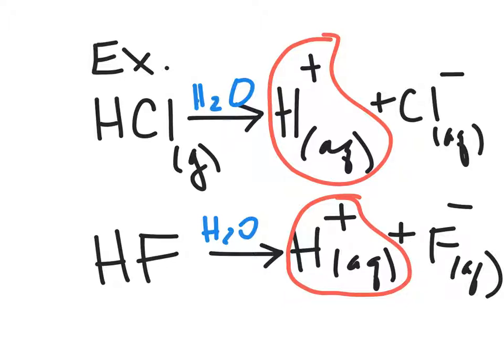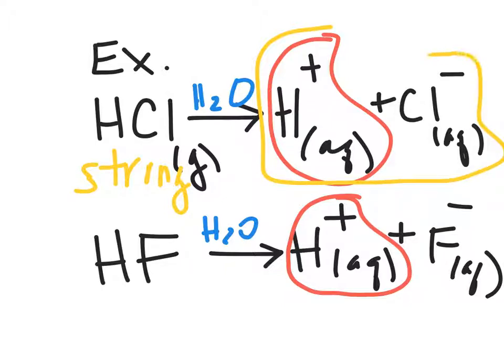So it is the release of these protons that makes both of these molecules acids, but they are different types of acids. We would consider HCl to be a strong acid. That means when you put it in water, all of the HCl molecules break apart into H+ and Cl-. So we would call hydrochloric acid also a strong electrolyte, because it completely breaks apart.